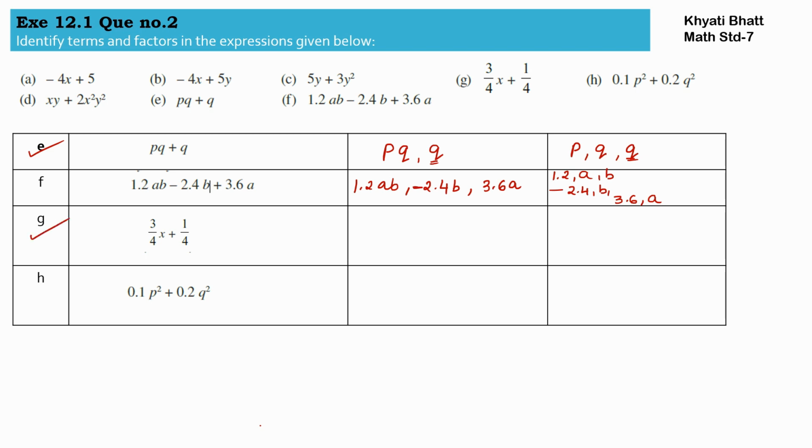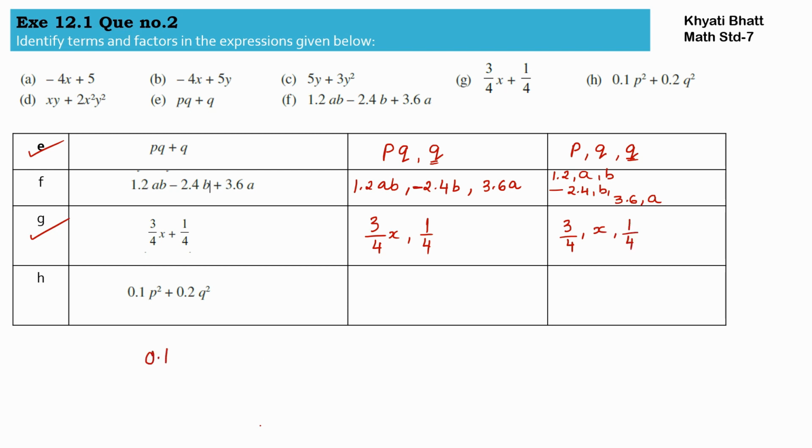Then G: 3 by 4 x plus 1 by 4. So there are two terms, 3 by 4 x and 1 by 4. Now from the first term we will get two factors, 3 by 4 and x, and from the second term we get 1 by 4.